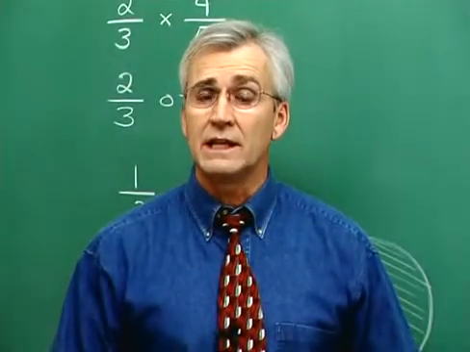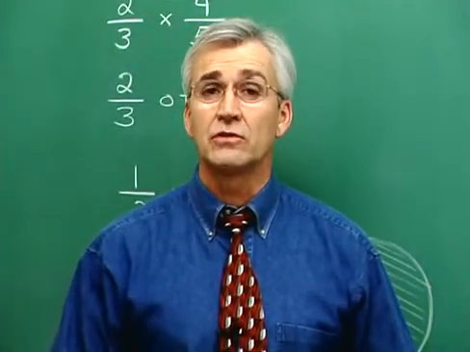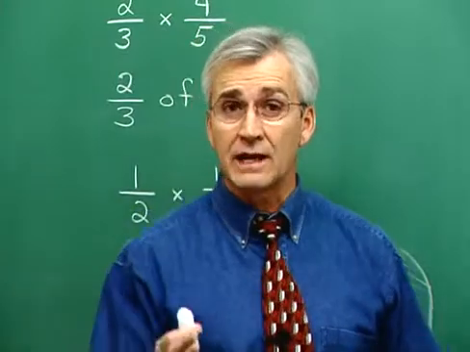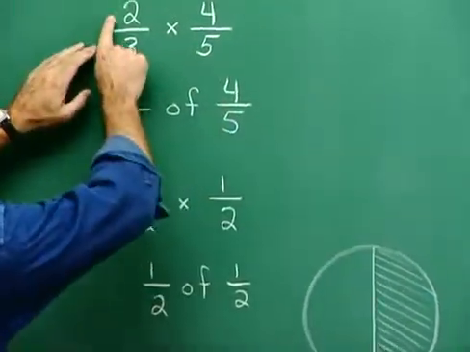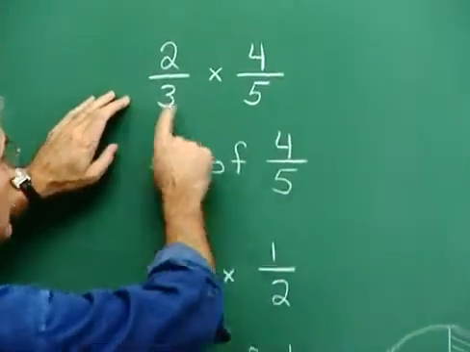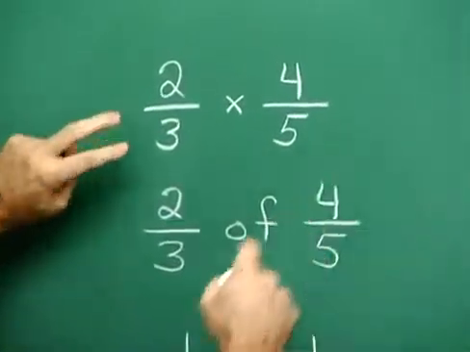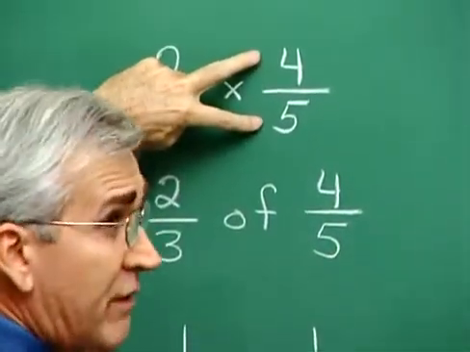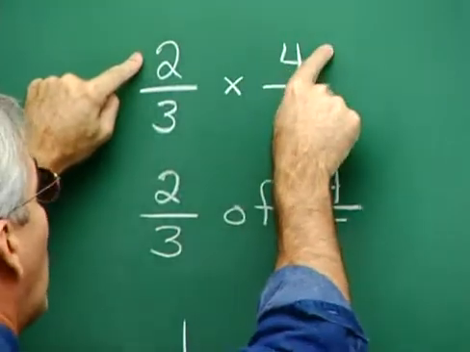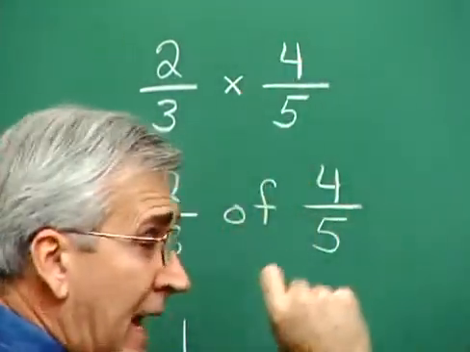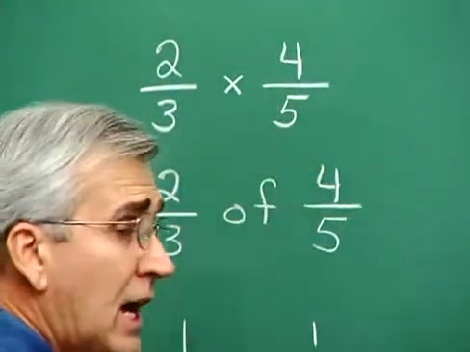The most important idea when multiplying fractions is to multiply straight across. That is, we multiply numerators times numerators and denominators times denominators. When we multiply 2/3 times 4/5, we're going to multiply 2 times 4 for the numerator of the answer and 3 times 5 to get the denominator of the answer.